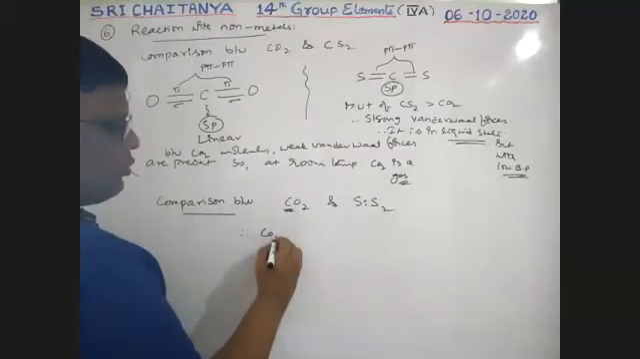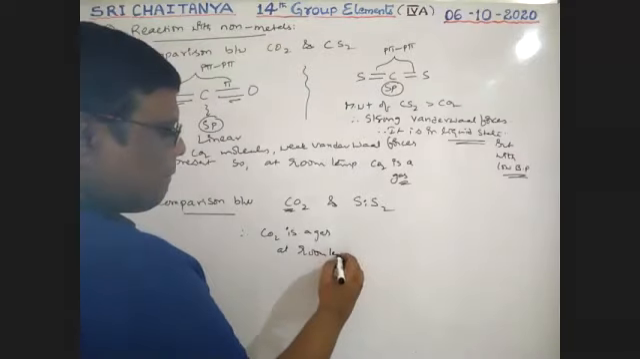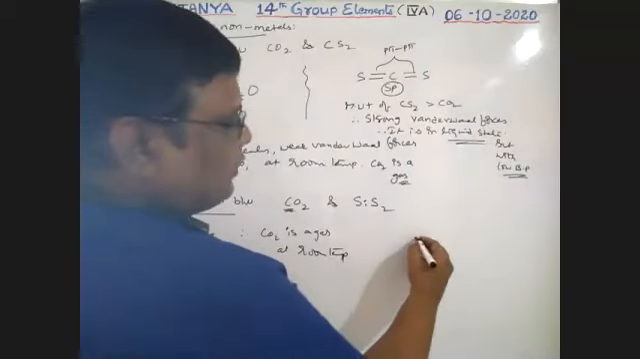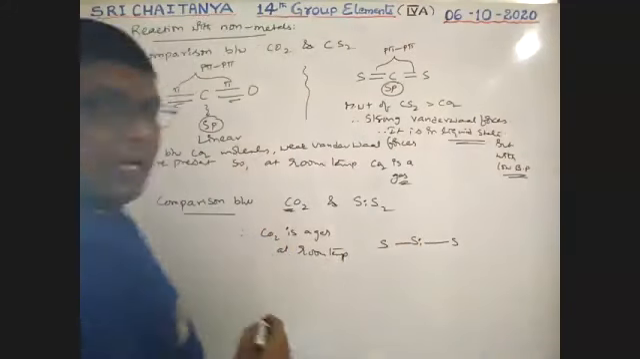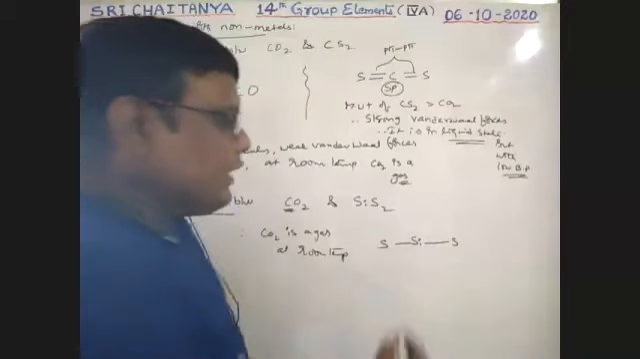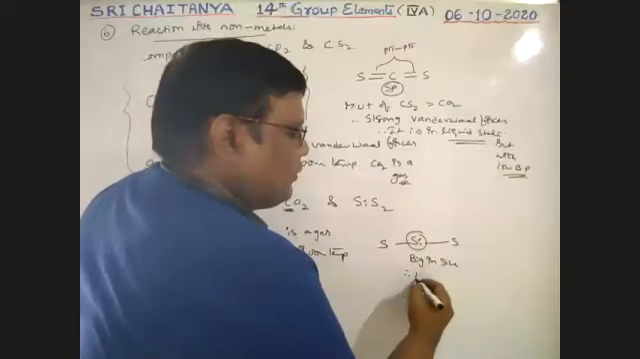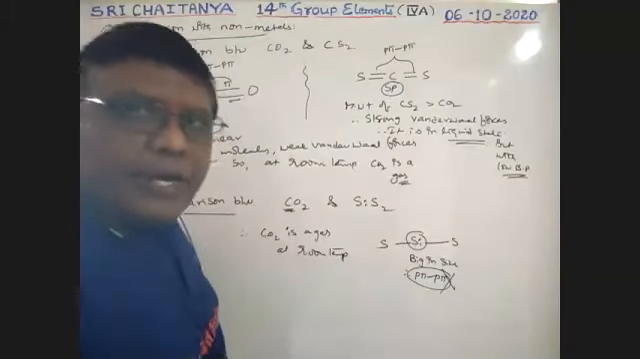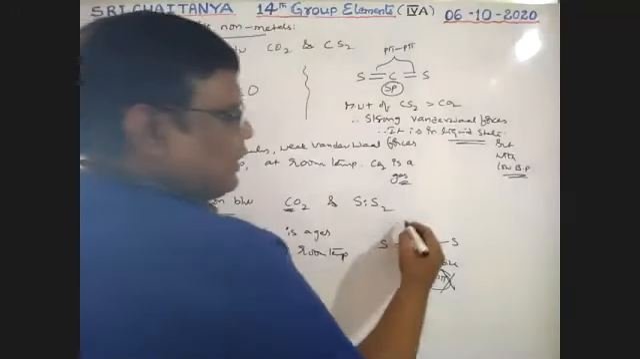Therefore, CO2 is a gas at room temperature. But in SiS2, silicon is the central atom. All connected atoms are also sulfur. So sulfur is big in size, and silicon is big in size. Therefore, p pi bonds are not possible. Already yesterday we covered this point. Silicon never forms p pi bonds. Because of that reason, pi bonds are not possible.